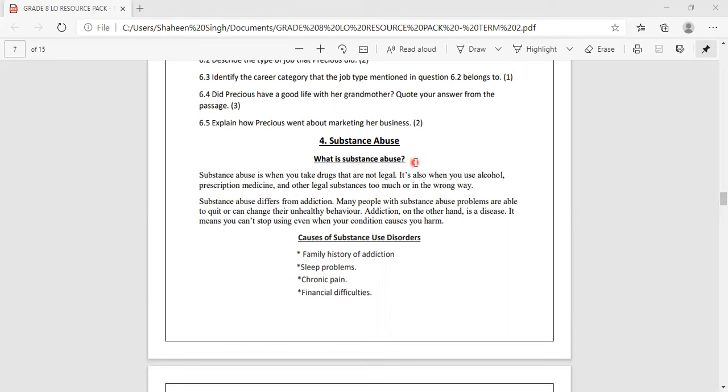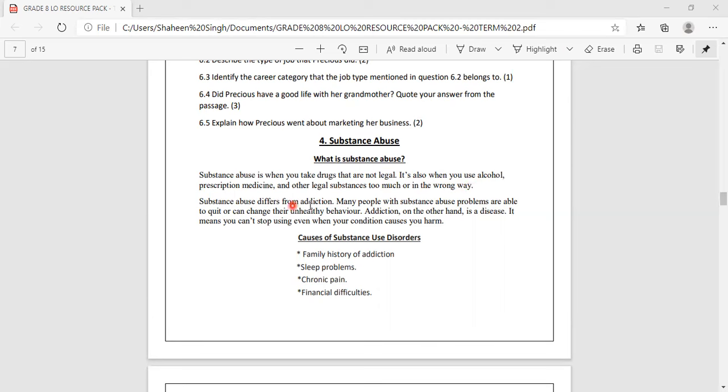Yes, substance abuse involves taking substances, but it's also important to note that these substances are not only illegal substances, they can also be legal substances. And it's referred to when you take drugs, both legal or illegal, that are not allowed. It is when you use alcohol, prescription medication, and other legal substances or illegal substances too much or in the wrong way. In other words, simply said, substance abuse involves using substances in a way that is harmful to your body.